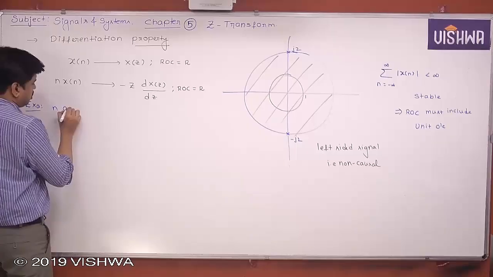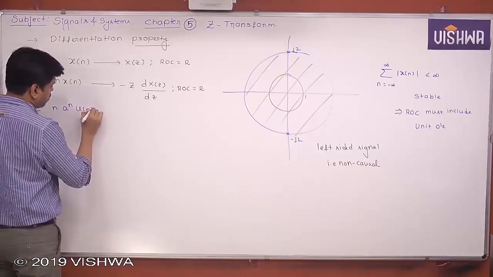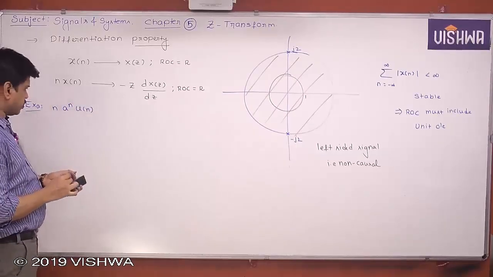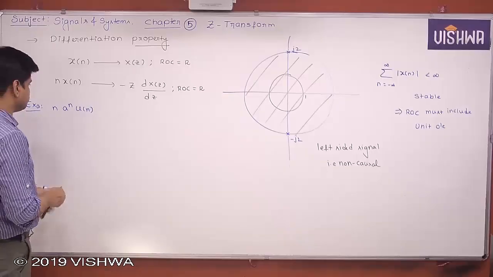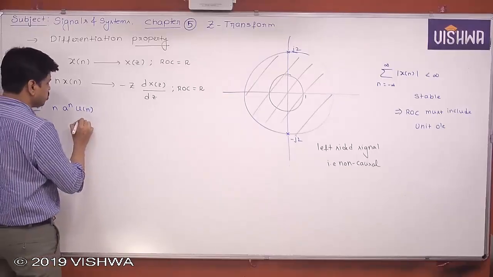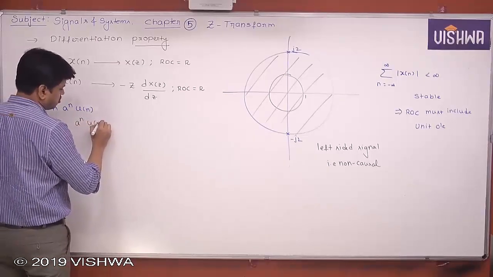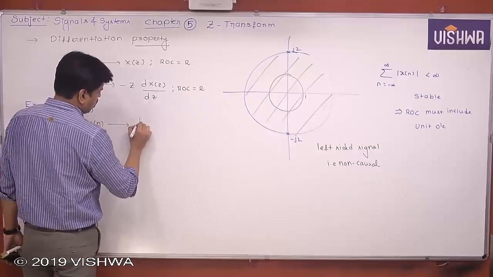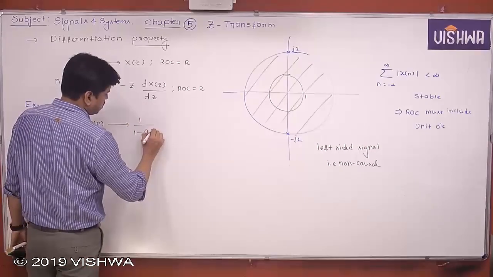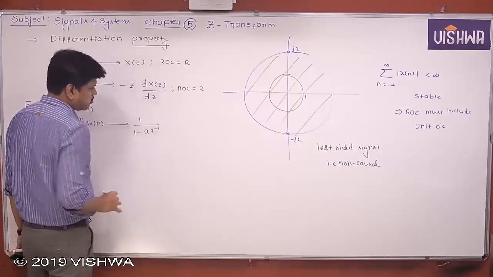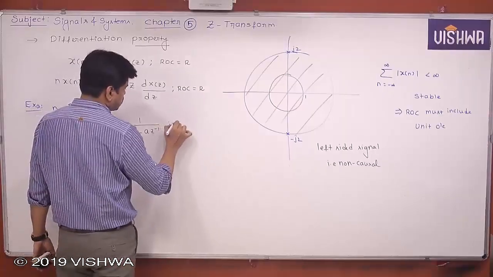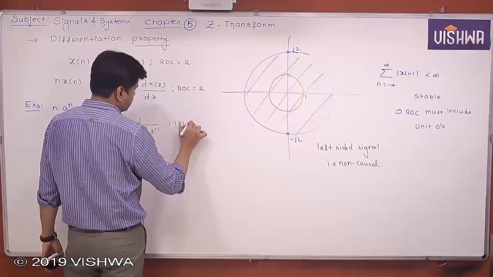n a power n u of n. For this, what is the Z transform? Let's see. We know a power n u of n has the Z transform 1 by 1 minus a Z inverse, with ROC mod Z greater than mod a.